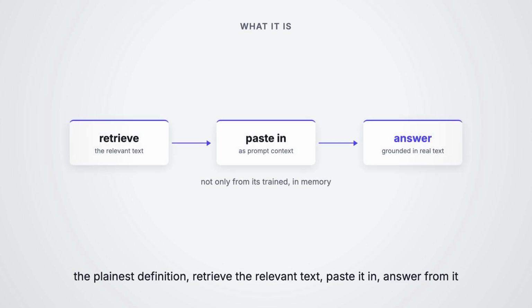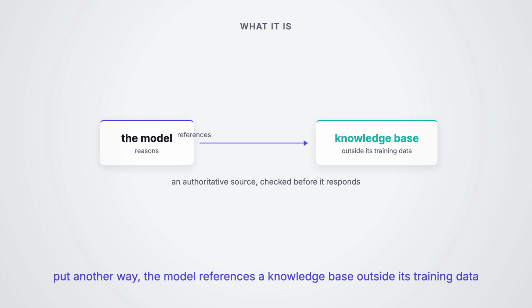Here is the plainest definition. RAG means you retrieve the relevant text from some knowledge source, paste it into the model's prompt as context, and let the model write an answer grounded in that real text, instead of only from its trained-in memory. Put another way, the model references an authoritative knowledge base outside its training data before it responds.